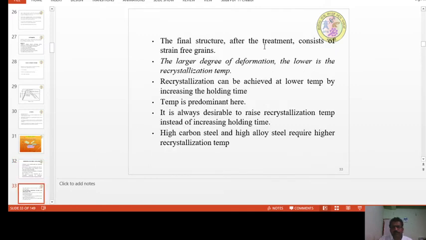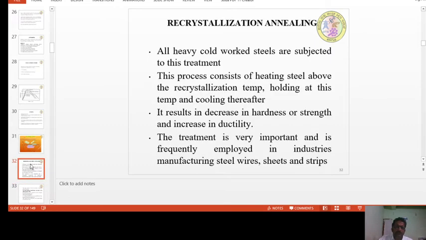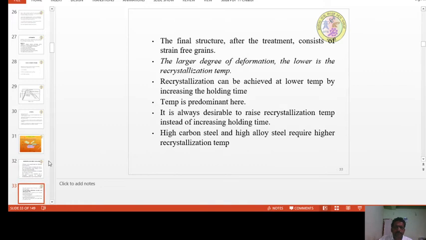The final structure of the treatment consists of strain-free grains. That is why it is called recrystallization annealing. And the larger the degree of deformation, the lower is the recrystallization temperature. That means during heat treatment, if there is no restriction for the deformation, in that case the temperature requirement decreases.